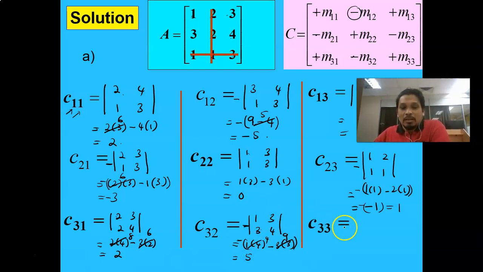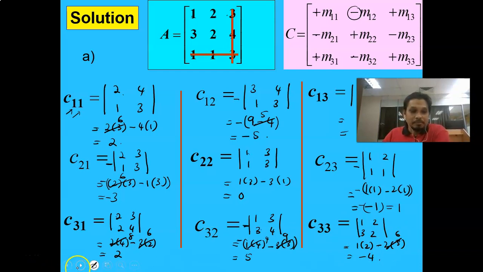Then, element C, we call a cofactor of 3 and 3. Okay. We hide element in row 3 and column 3. So, you can see clearly here now what's left here is 1, 2, 3, 2. Okay. 1, 2, 3, 2. Okay, then 1 times 2 minus 2 times 3. Okay, so here is 2 and 2 times 3 equal to 6. So 2 minus 6 equal to negative 4.